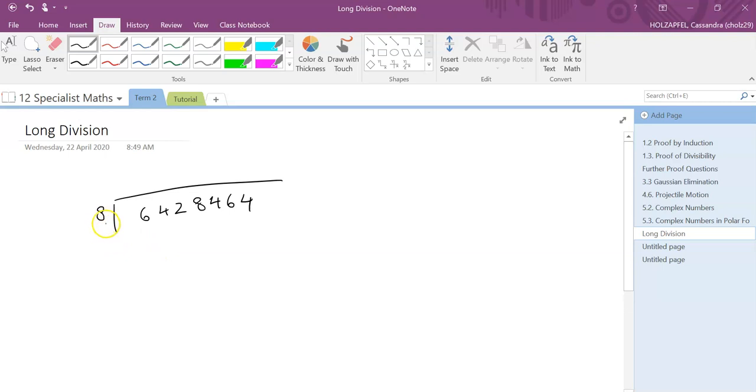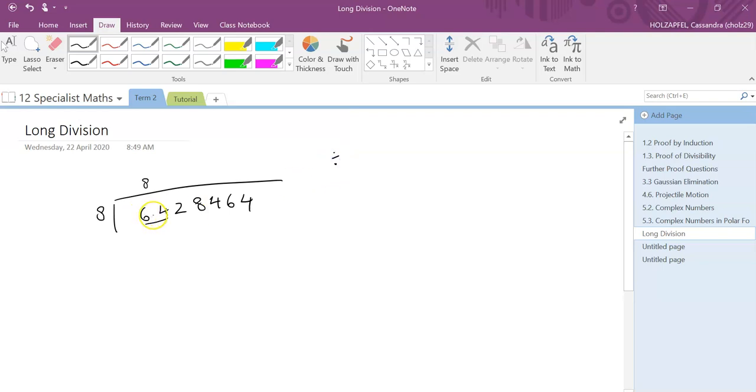Okay, so the first thing that we do with long division is we say, how many times does 8 fit into 6? 8 doesn't fit into 6, so we'll go to the next digit. 8 fits into 64 8 times. And so what we've done first is we've gone ahead and we've divided.